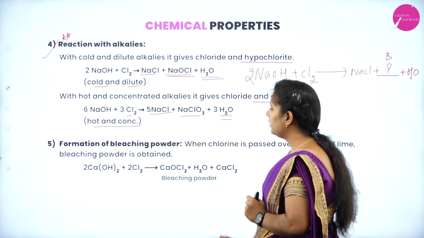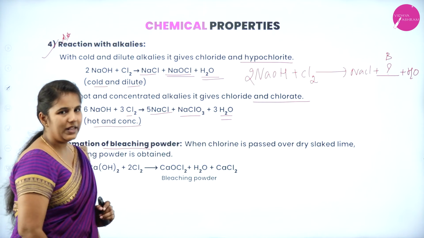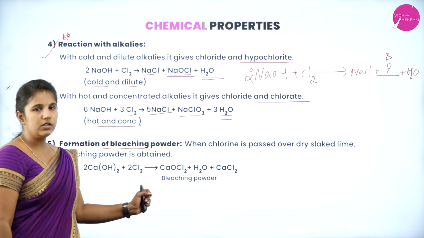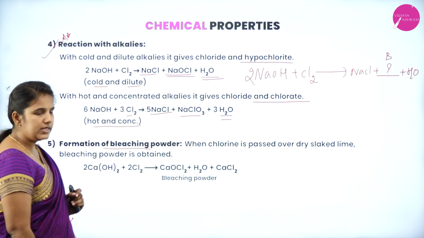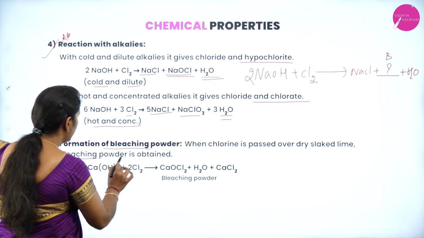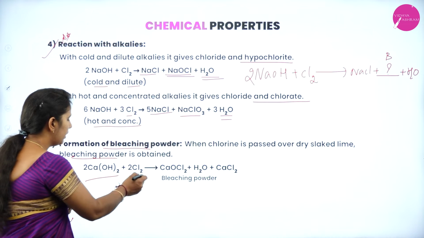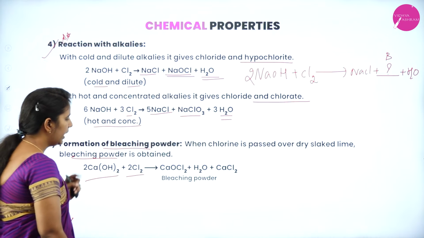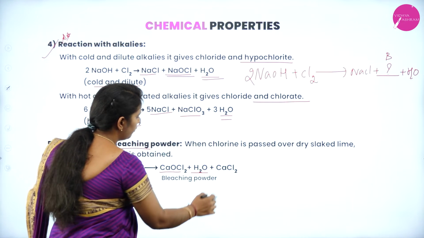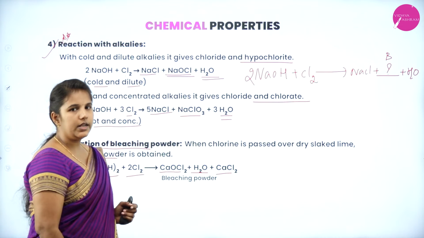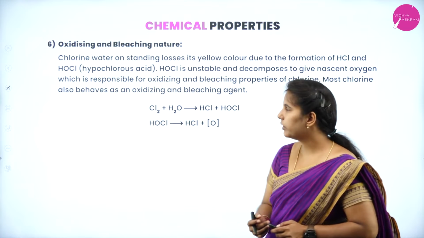Coming to the next reaction, that is formation of bleaching powder. We'll see how chlorine forms bleaching powder. When chlorine is passed over dry slaked lime, it forms bleaching powder. You take calcium hydroxide, and if you pass chlorine gas, it forms bleaching powder, that is CaOCl2, with the formation of water and calcium chloride. This indicates that during the preparation of bleaching powder, they use chlorine.